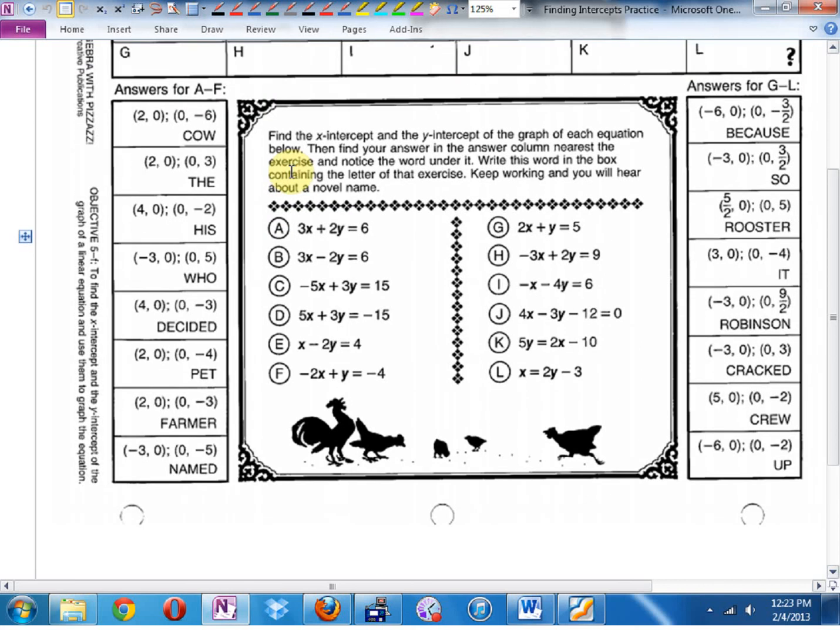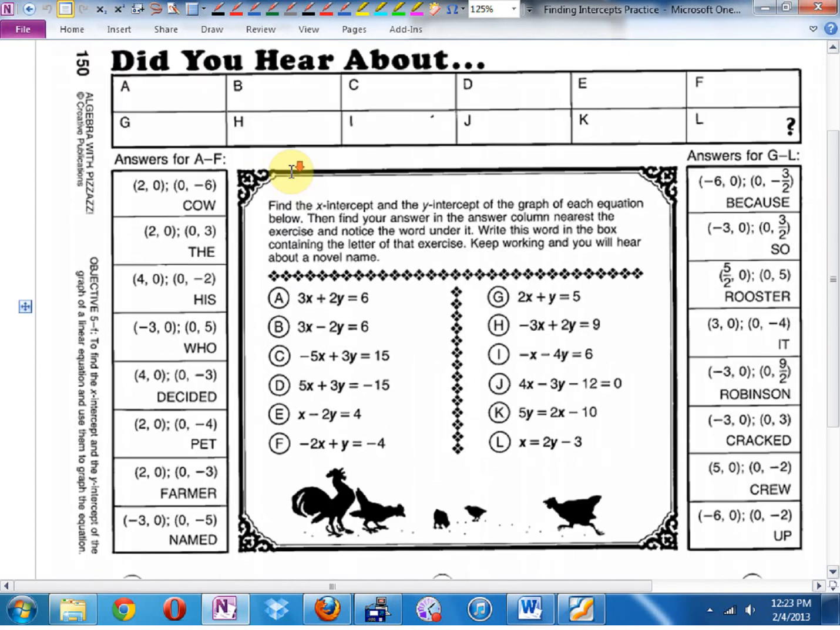And find your answer in the answer column nearest the exercise. That means all the answers for this column will be on the left-hand side. All the answers for this column will be on the right-hand side. Notice the word under it. Write this word in the box containing the letter of that exercise. And you'll get the answer to the joke, did you hear about.